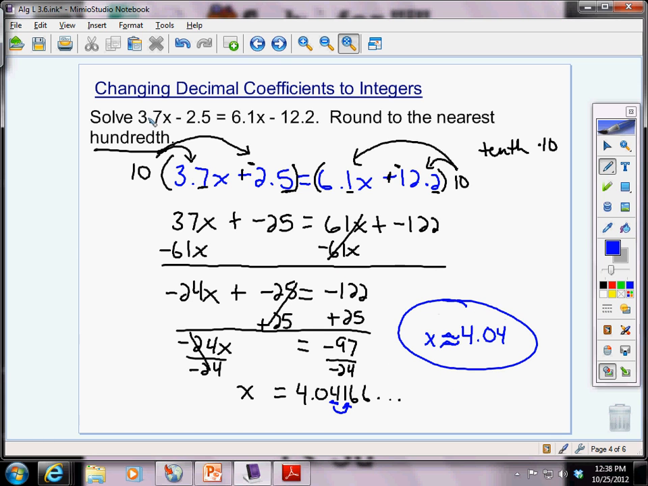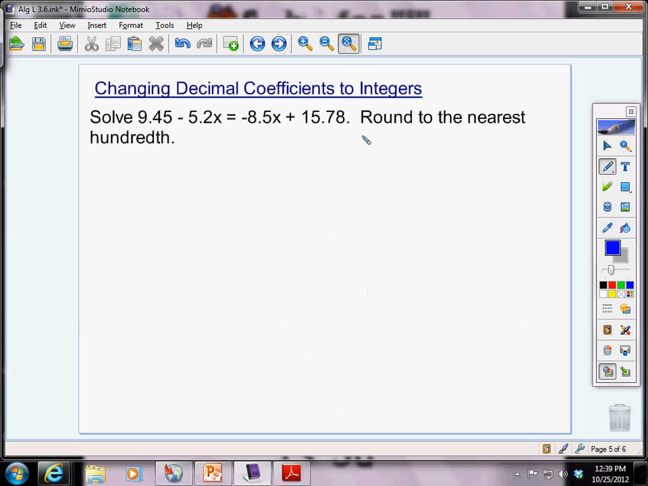If we would have solved the original equation without getting rid of the decimal coefficients, we would have come up with the same answer. Because remember, we just did the same thing to each side. So sometimes it is helpful to get rid of your decimal points. It just makes it maybe a little bit easier. Let me show you one more example.